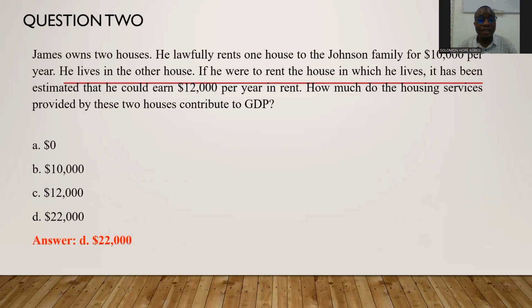So the right answer is D, because James is living in a house that is estimated to be $12,000. Therefore, if we add it to the one that he rents, which is $10,000, we arrive at the answer $22,000. So the right answer in this scenario is that the housing sector contributes $22,000 to gross domestic product.